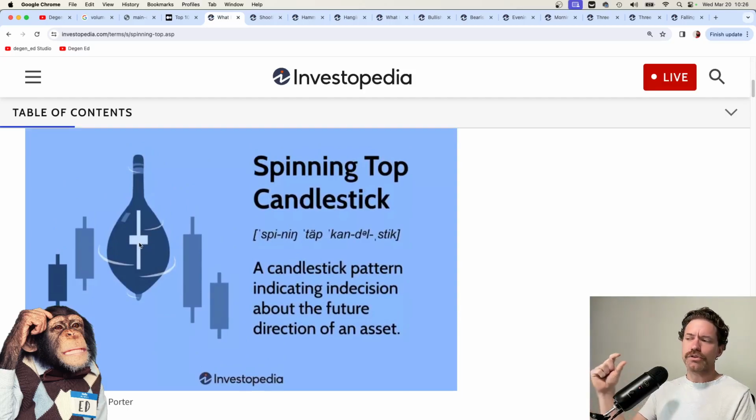And so just looking at this graphic here, we do see that there is a real body. It's not a doji. There's a body to that candle, and it's more or less symmetric with the top wick and the bottom tail, or the shadows of that candle. They are symmetric, and so that suggests indecision.